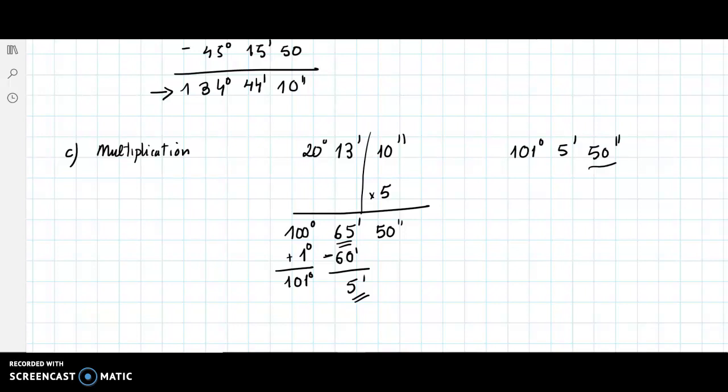In case this number was bigger than 60, we should subtract also 60.